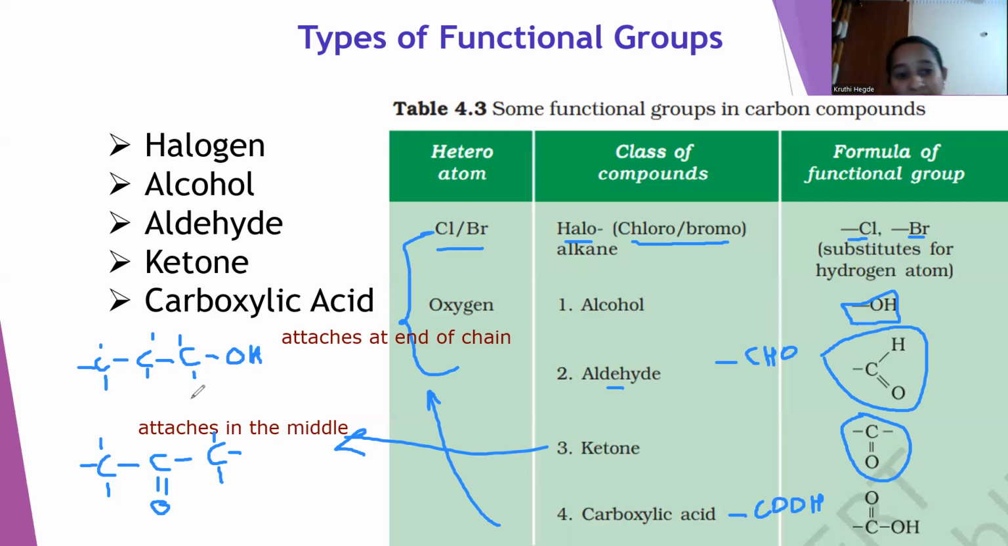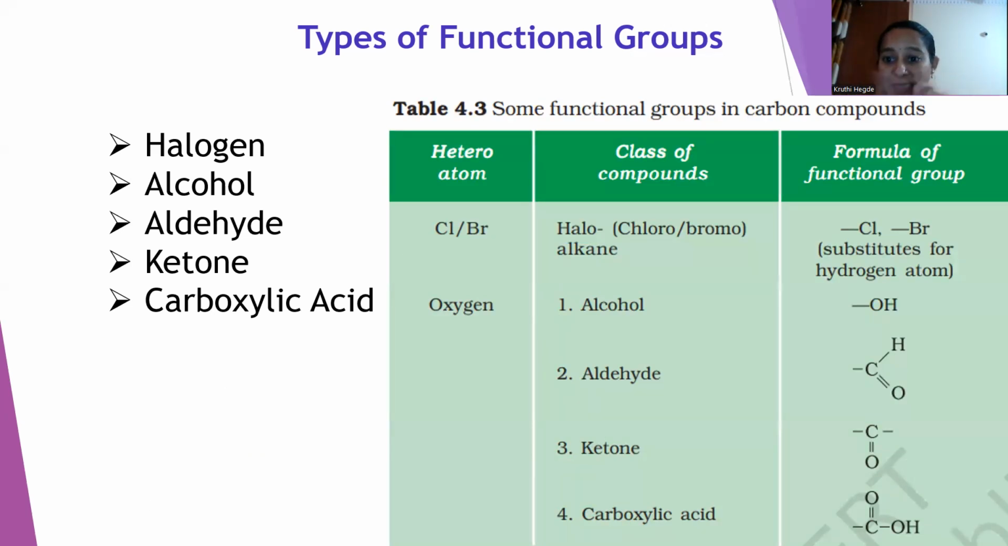It can join anywhere. Same with bromine, same with chlorine, same with carboxylic acid, same with aldehyde. Whereas in case of ketone, it attaches only in the middle. That's very important. Not just middle, only in the middle. The other 4 can attach anywhere in the carbon chain. Got it, children? These functional groups you should remember. This table should be registered in your mind.